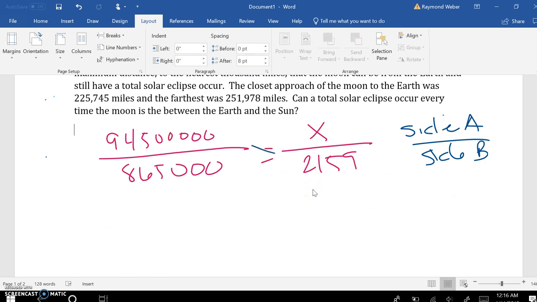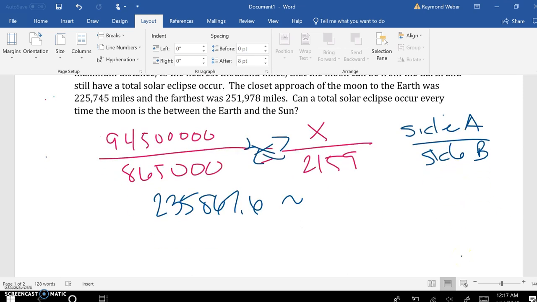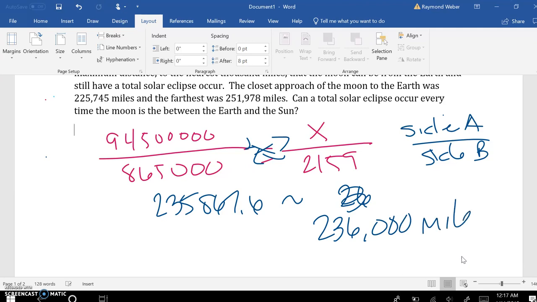And then I'm going to solve this. I'm just going to cross multiply here. So I get 94,500,000, so I have to make sure I have enough zeros. That's the hardest part about this. Times my 2159. And I've got like 2.04 times 10 to the 11th. And I'm going to divide by this 865,000. So I get 235,867.6. But this said round to the nearest 1,000 miles. So that's 236,000 miles. Okay, that's the maximum distance it can be and have its shadow do it.